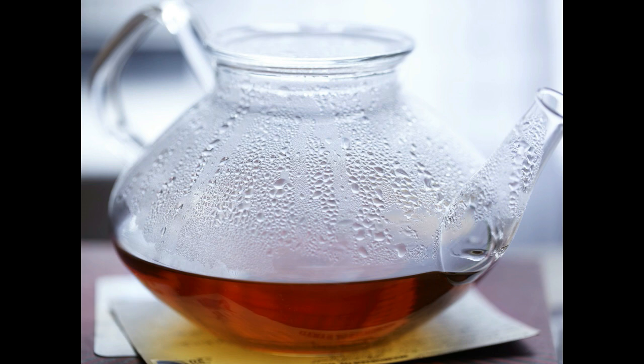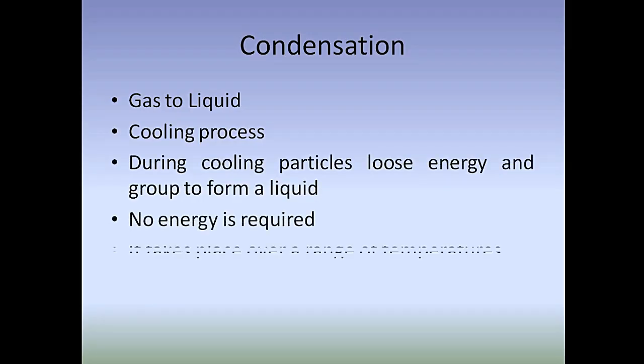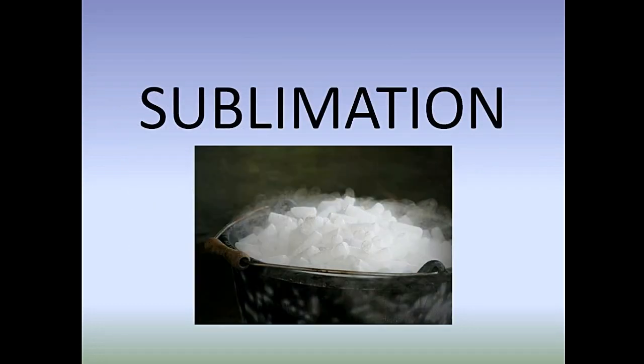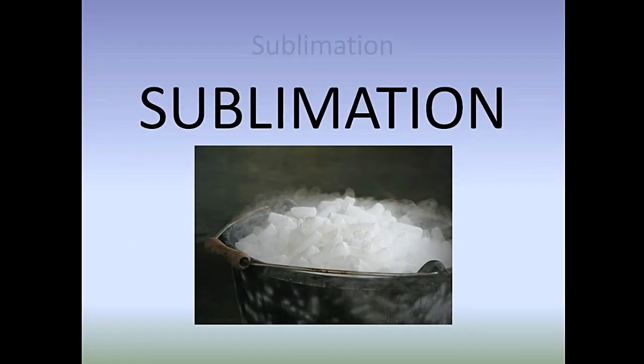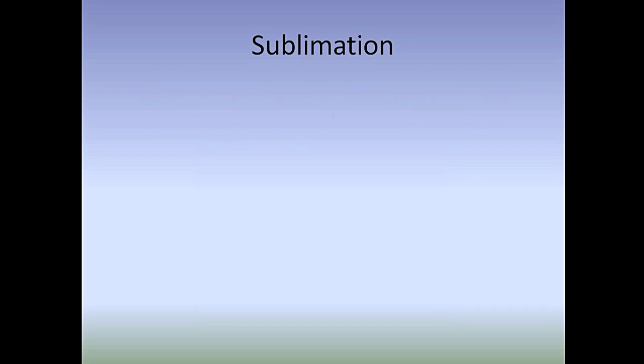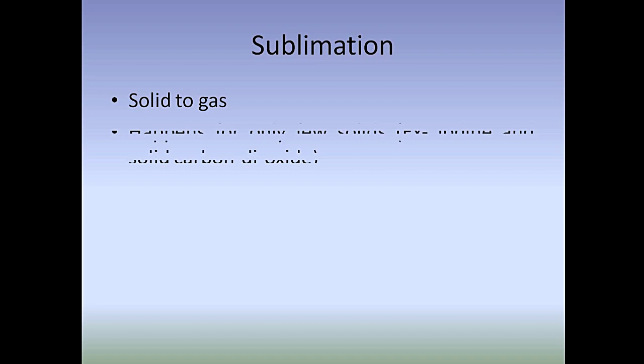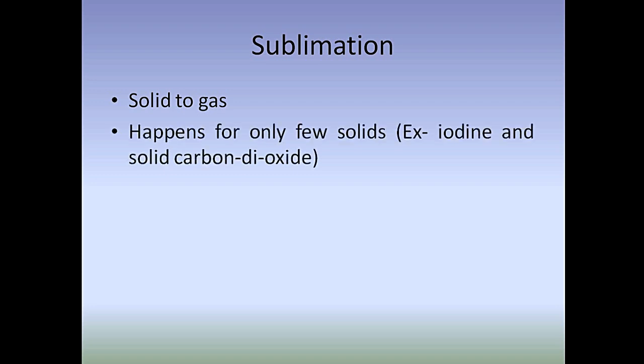For condensation, no energy is required and it occurs by itself. Like evaporation, condensation also occurs over a range of temperatures. Next interconversion is sublimation, and it's quite different from the rest of the interconversions. It's a direct interconversion of solid to gas. This special type of interconversion is possible only for a few solids. For example, iodine and solid carbon dioxide.